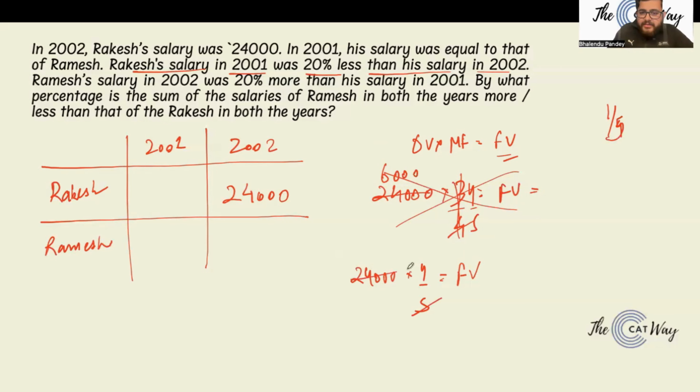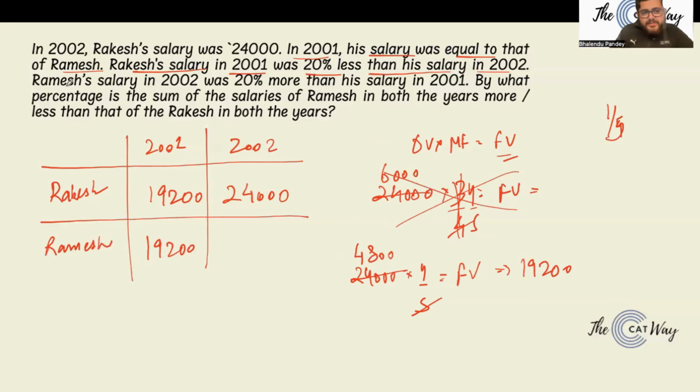So this will go how many times? This will go 4 times. 4800 into 4 gives you 19,200. So Rakesh's salary in 2001 is 19,200. Now it has also been given that in 2001 his salary was equal to that of Ramesh. So Ramesh's and Rakesh's salary in 2001 is the same, that is 19,200 rupees.